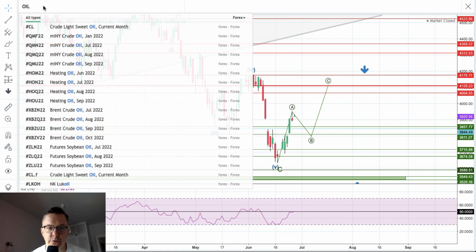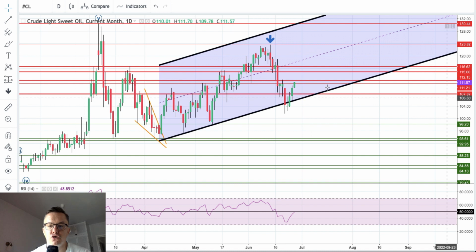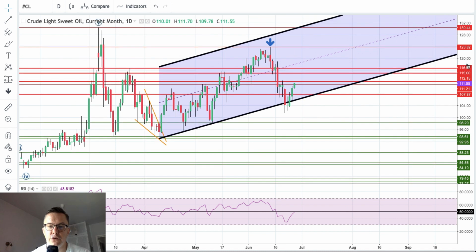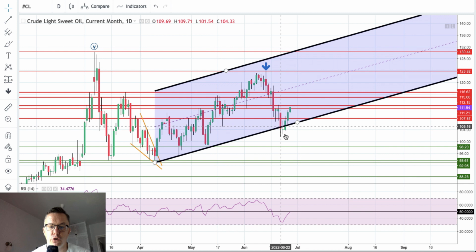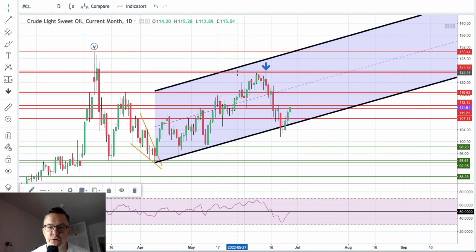What's going on with the crude oil? Crude oil had a very aggressive drop towards the lower channel line, but the low was made at 101.54. Since then we got a bounce, and then again we are in this zone where there are plenty of old resistance, old supports. It doesn't actually matter that much anymore because there's too many of them.